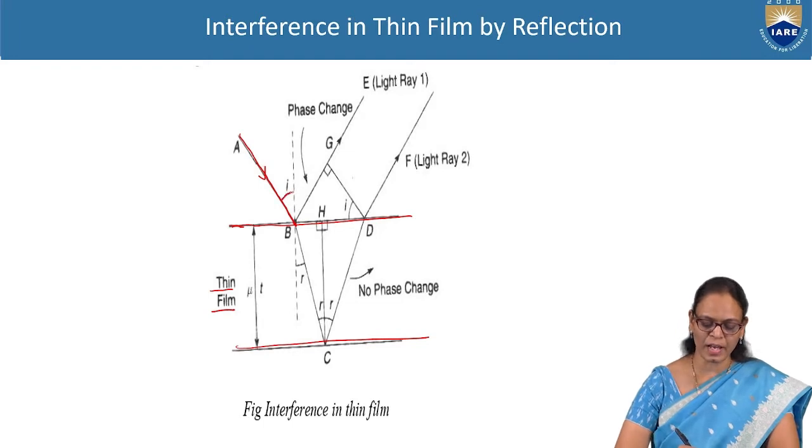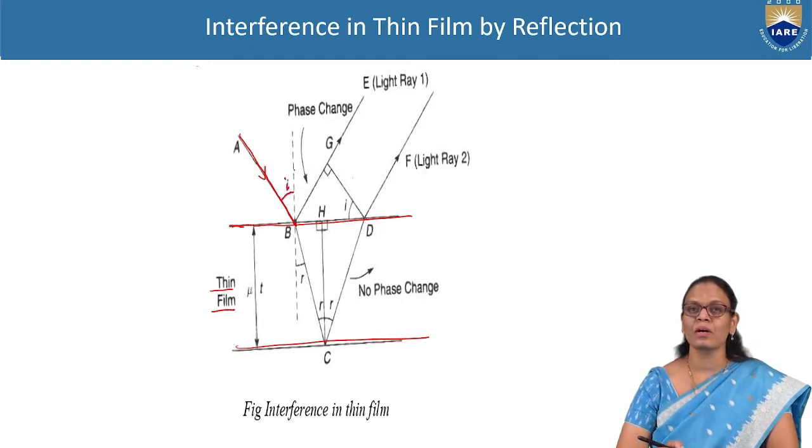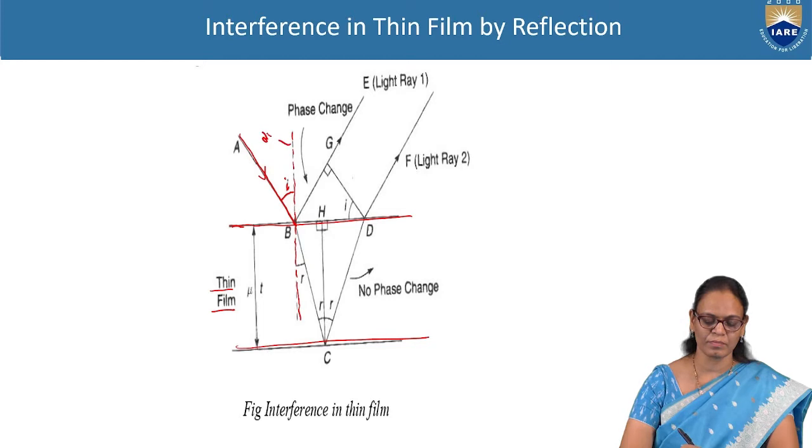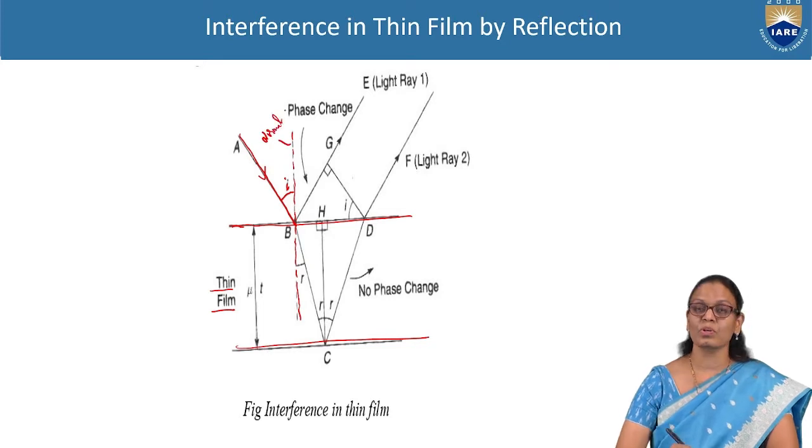And I is the angle of incidence. What is the angle of incidence? The angle which the incident ray makes with the normal. This is the normal, a line drawn perpendicular to the surface. So the angle which the incident ray makes with the normal, we call the angle of incidence.